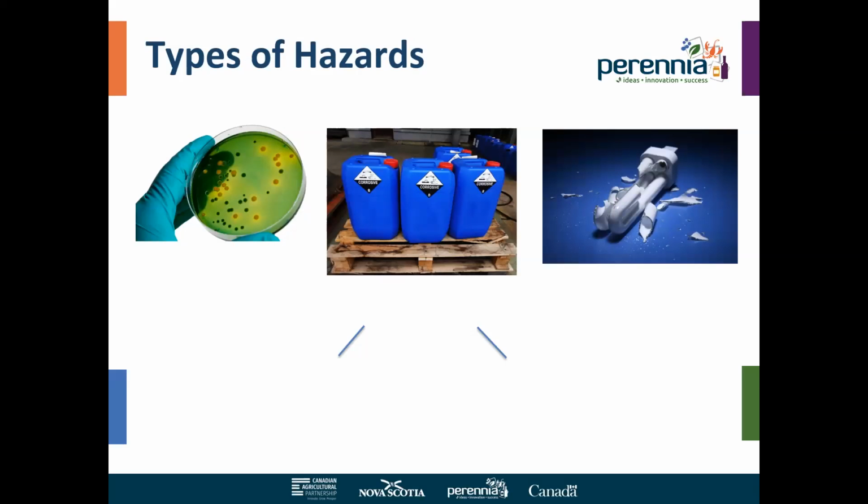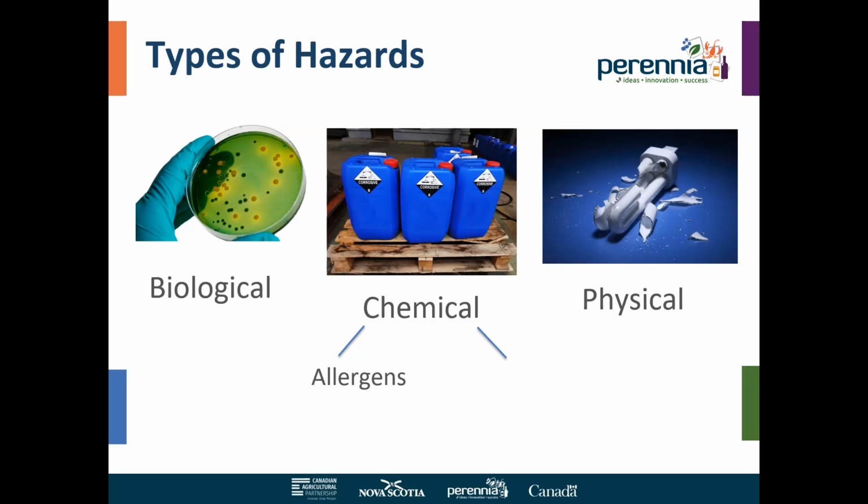So here you'll see that we have three main types of hazards. We have biological, chemical, physical. Under chemical, there are also two other categories, and those are allergens and radiological. So when you are selling your product to the US, they may require you to identify the radiological hazards. And if that's the case, you have to ensure that your preventive control plan is addressing and identifying those.